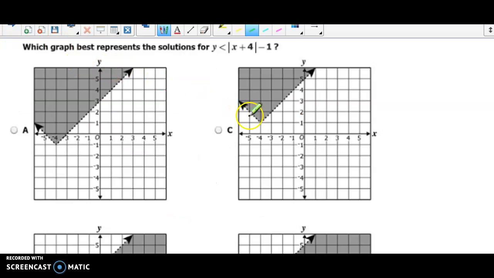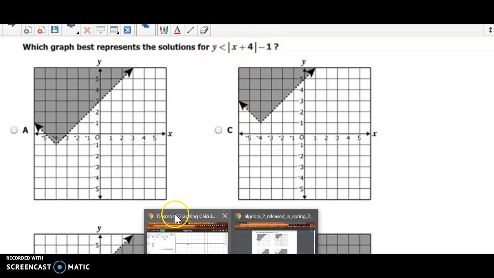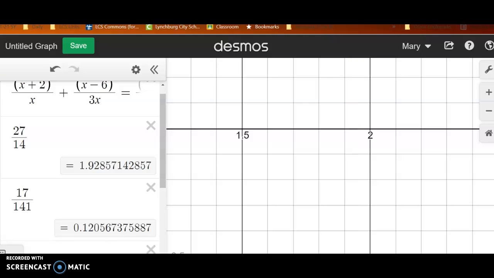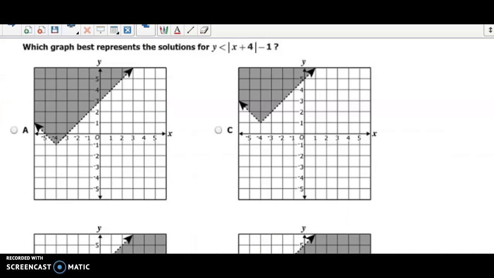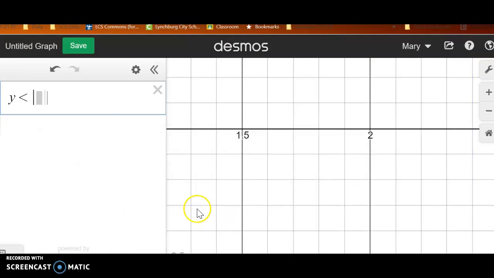All right. For problem number 13, we're given a graph, we're given an equation, and then we're given 4 graphs and we want to match it. So the best way to do this is to substitute this into Desmos. So we're going to go to Desmos and we're going to plug in y is less than, let me clear out some of these first, y is less than the absolute value of x plus 4 minus 1.